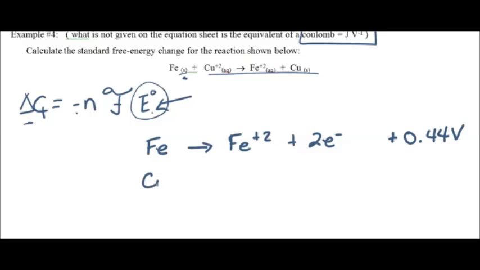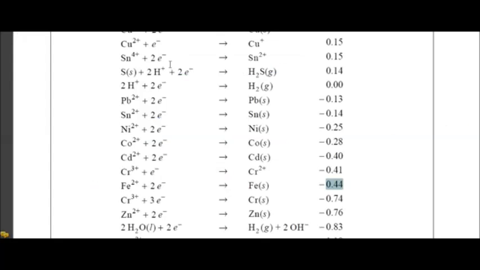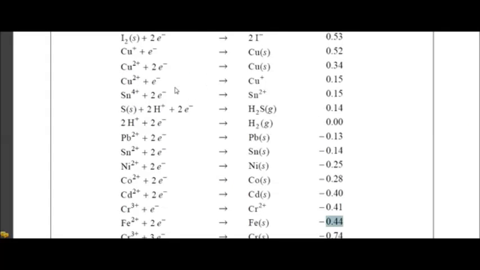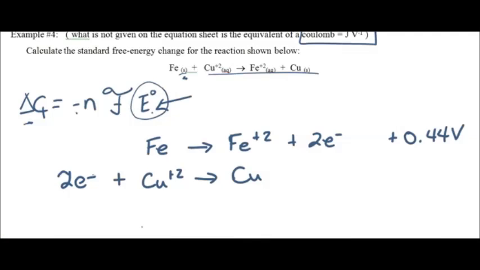So we have a positive voltage so far. Looking at our copper plus 2 and going to solid copper. Oops. So that means that it is gaining 2 electrons. And again, there's our copper plus 2. So copper plus 2 going to solid has a positive 0.34 voltage. So yes, we do have a positive voltage, which is very good. I believe that's a 0.78 voltage.